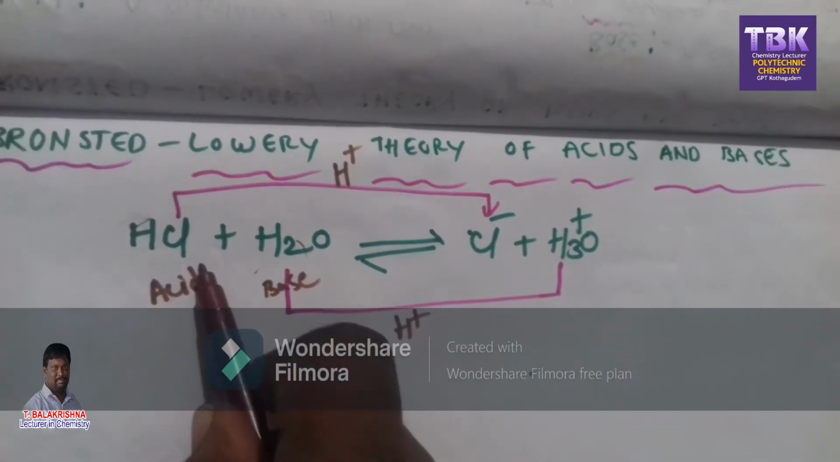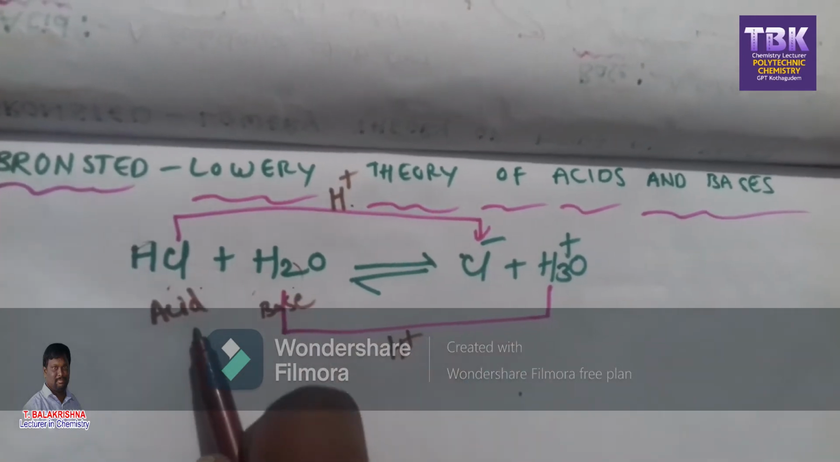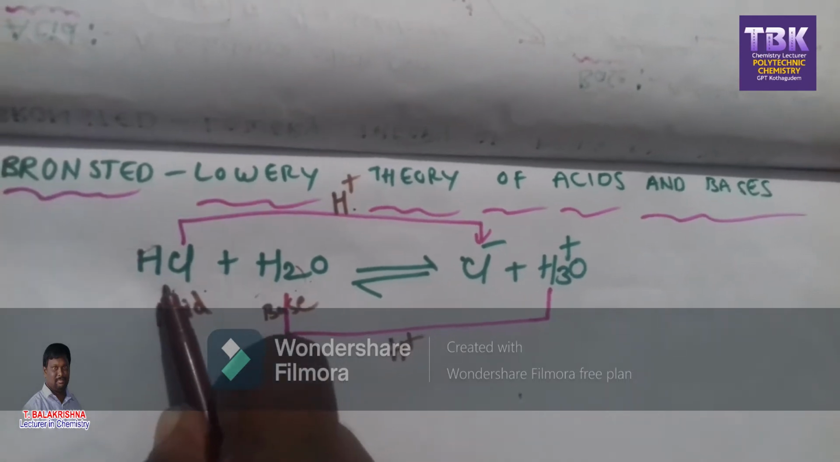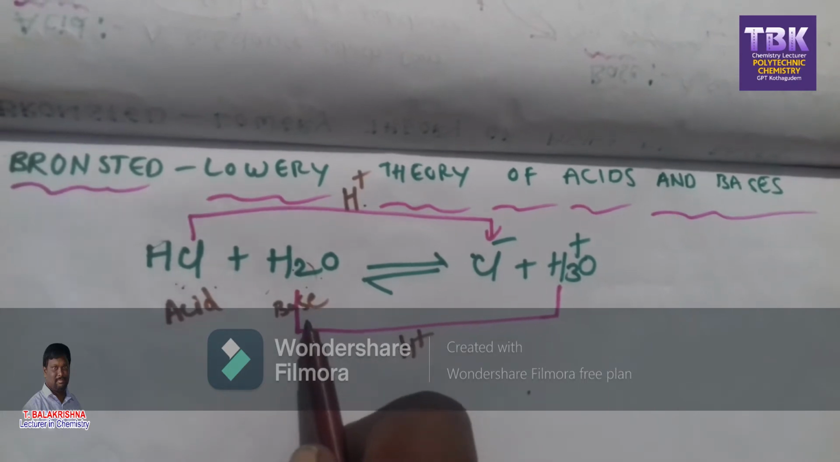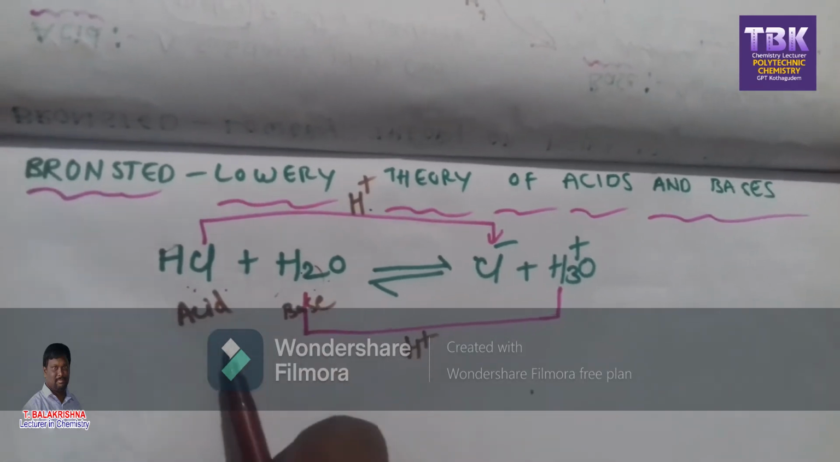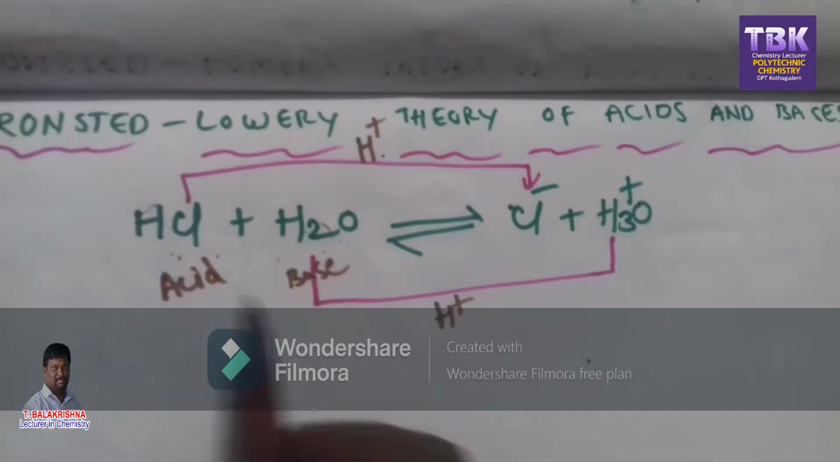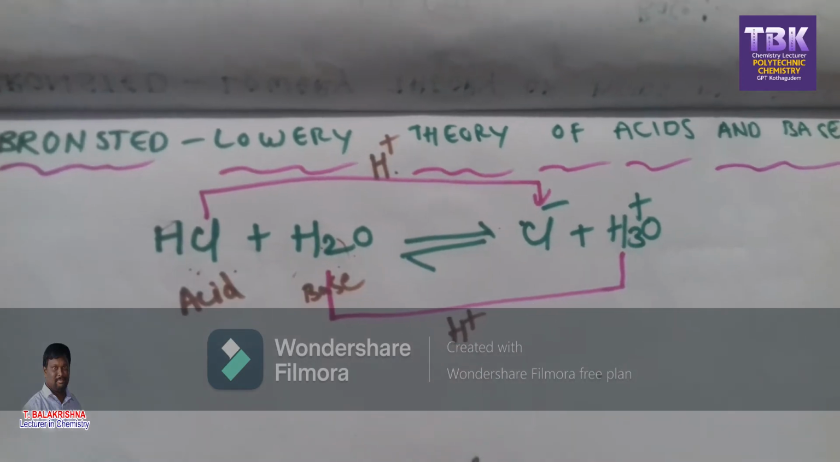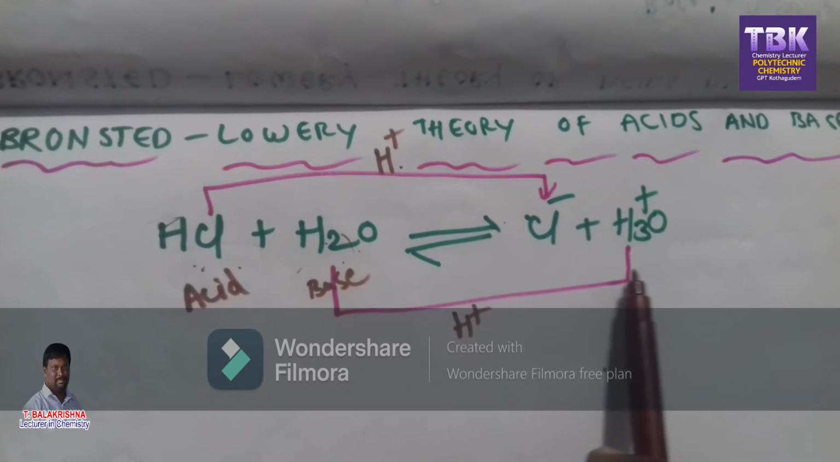Here the acid HCl donates a proton to H2O, so that is an acid. Here H2O accepts the proton from HCl. Which substance accepts the proton? That is called a base. So HCl is an acid, H2O is a base. It is a chemical reaction. It has a forward reaction and a backward reaction. Here we consider only the forward reaction. Now consider the backward reaction.